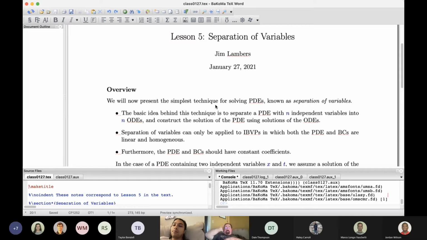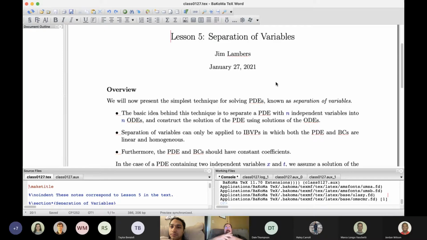Now, separation of variables is a wonderful technique. It lets you obtain a formula for the exact solution. Unfortunately, it can only be used in very limited circumstances. It's essential that the PDE and boundary conditions are linear and homogeneous. So there can't be any source terms, although in the case where there is a source term, we can adapt the method. That's something we'll see a few lessons down the road.